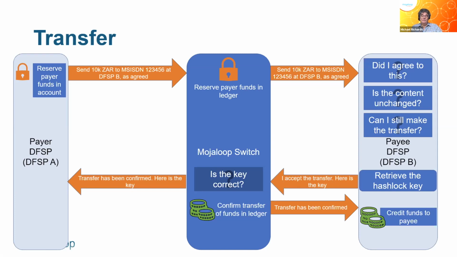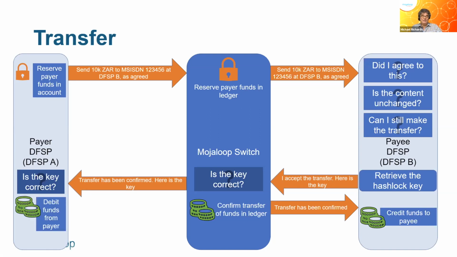And if they do, the payee can credit the funds to the payee. Now, the payer can check that the key is correct, debit the funds from the payer, and that's it. That's how it works. I'm just going to very briefly talk about how merchant request to pay works, and then I will hand you back to Miguel for the last session.